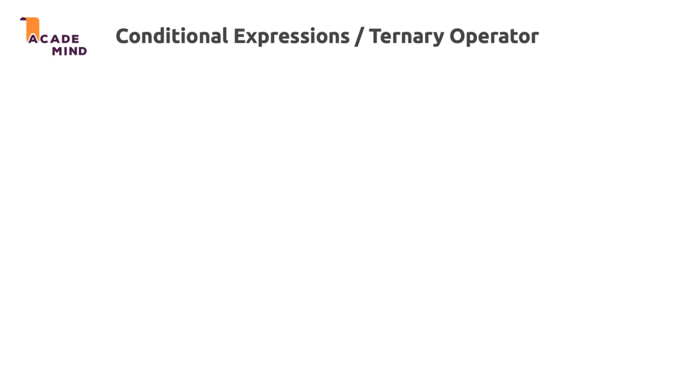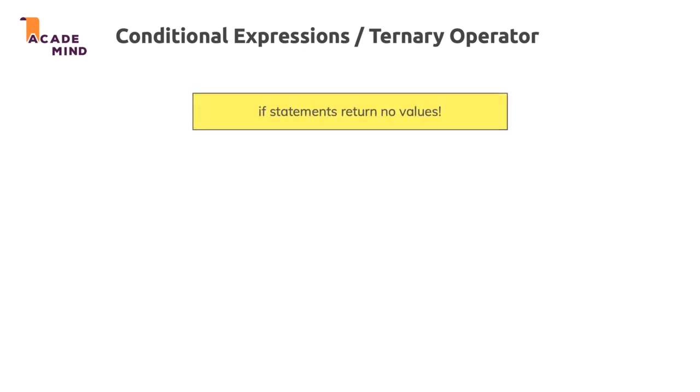There is one special conditional expression which we haven't seen and used thus far, and that's the so-called ternary operator or the ternary expression. It's important to understand that if statements themselves return no values, right? You just dump them into your code to then execute code conditionally. It's not like a function or a calculation with some operators. An if statement doesn't return any value which you could store somewhere.